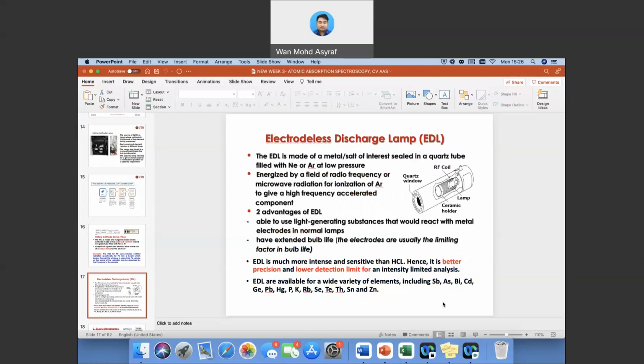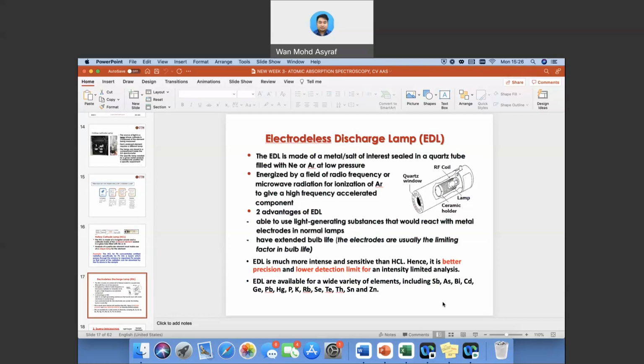This is the second one, which is the electrodeless discharge lamp, EDL. EDL is made of a metal or salt of interest sealed in a quartz tube filled with neon and argon at low pressure. It is energized by a field of radio frequency or microwave radiation for the ionization of argon to give a high frequency accelerated component. Basically, the function is quite the same, but EDL has many more advantages compared to the hollow cathode lamp.